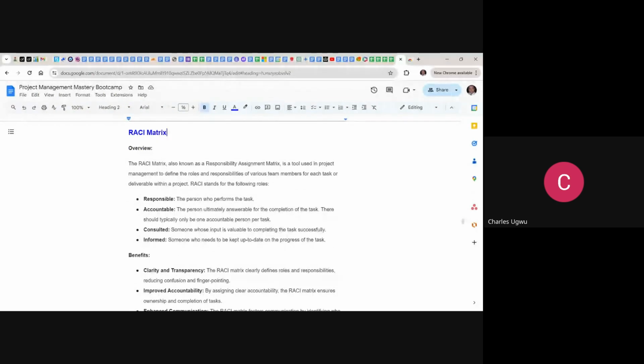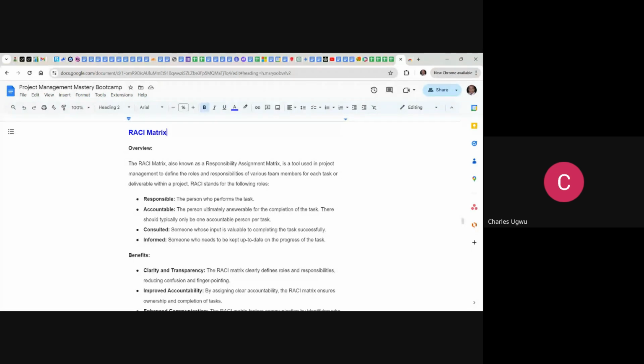A RACI matrix is also known as a responsibility assignment matrix. It's a tool used in project management to define roles and responsibilities of various team members for each task and deliverable within the project. RACI stands for R is for responsible, A for accountable, C for consulted, and I is for informed. Responsible is the person who performs the task. Accountable is the person who ultimately answers for the completion of the task, which is the project manager in so many cases.